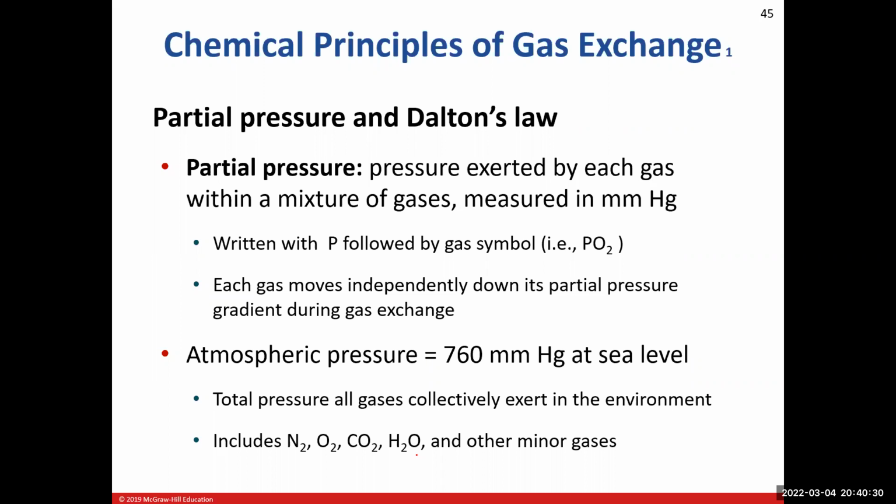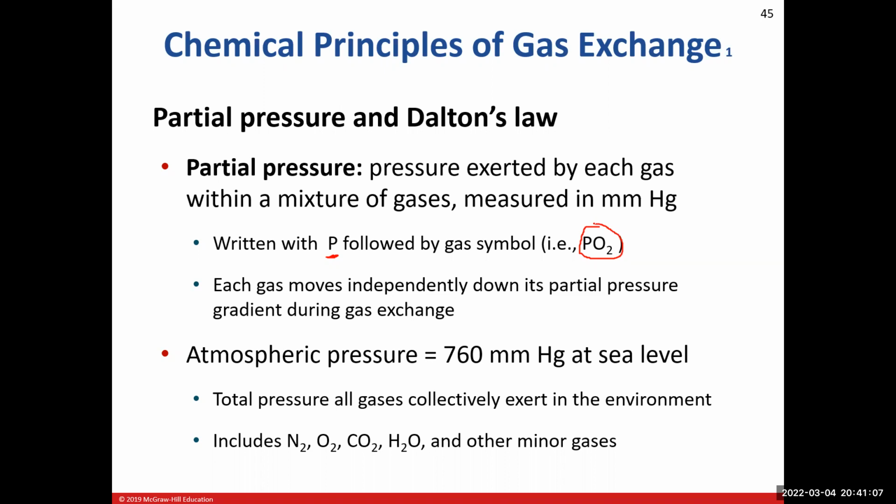So when we have a mixture of gases, we're going to talk about how much pressure each individual gas is going to measure. Normally when we're discussing partial pressure, we're going to annotate it with a P in front of the gas symbol. So the partial pressure of oxygen we're going to annotate as PO2. If we're talking about carbon dioxide, it would be PCO2.